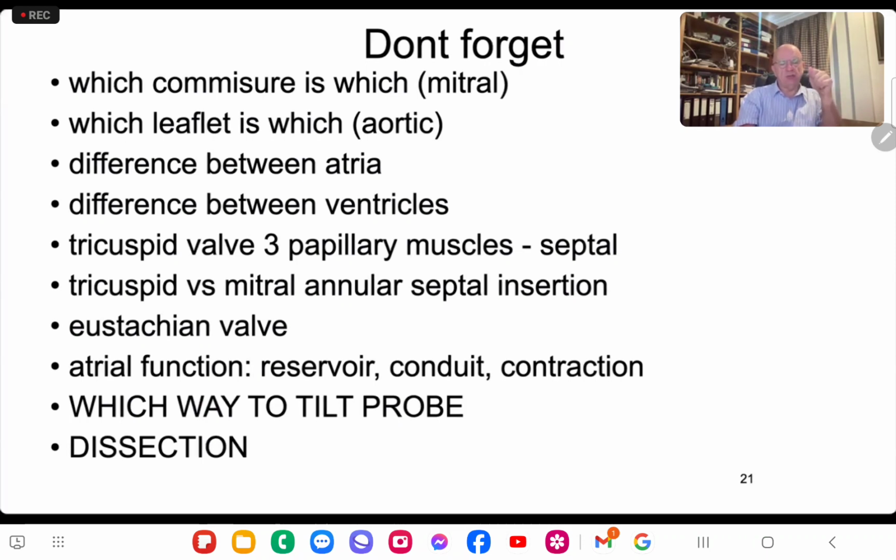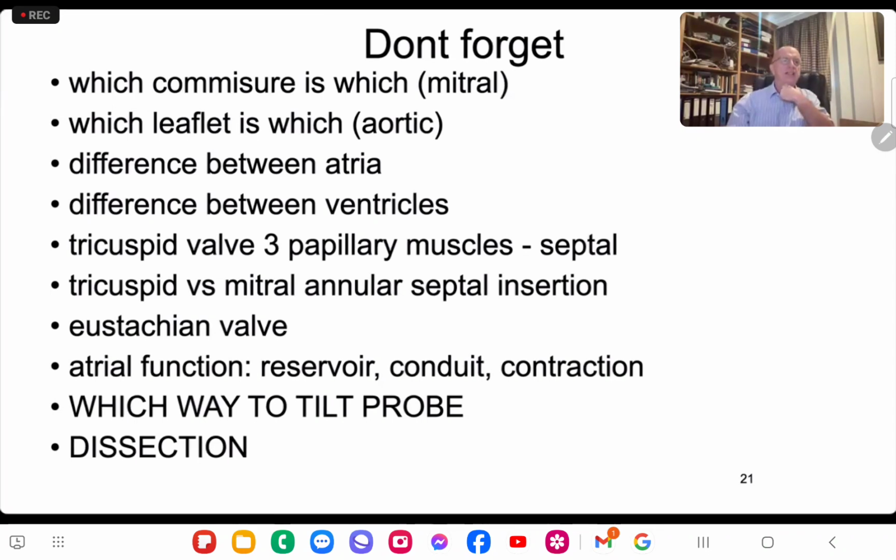But if you do see it, you need to be able to classify it. And the important classification is the Stanford classification, and that is to say, if the dissection only involves the descending aorta, that's called a type B dissection. And if there is any involvement of the tear going back past the left subclavian towards the heart, then that's called a type A dissection.